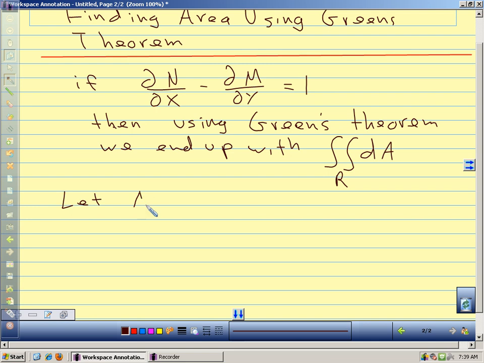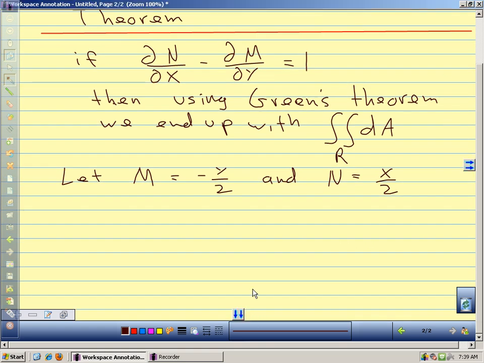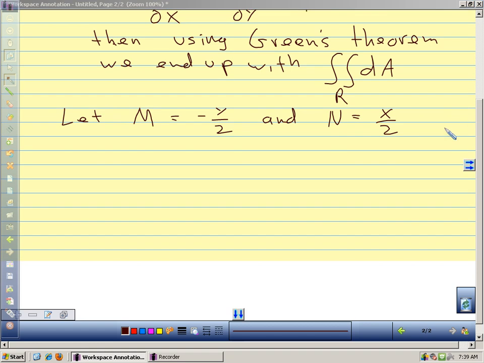M equals minus y over 2, and let N equal x over 2. If we're trying to find our area, we pick M and N like this, then dN/dx minus dM/dy will always equal 1. And we apply Green's theorem in reverse. So we're going to state that as, I don't know, not exactly a theorem, but just as a result.